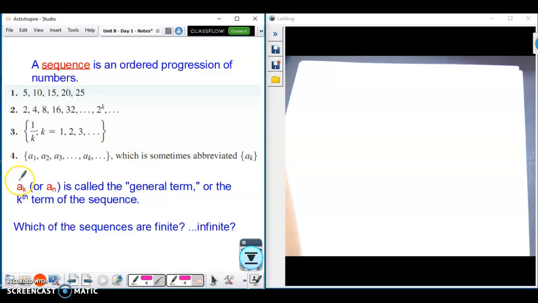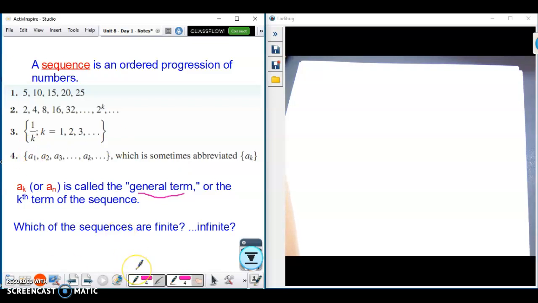When we refer to a sub k or a sub n, this is called our general term. We'll see a sub 1, which means the first term, a sub 2, which means the second term, but when they refer to a sub k or a sub n, they're just talking about the general term. A lot of times it's the formula that you're going to use for your sequence.